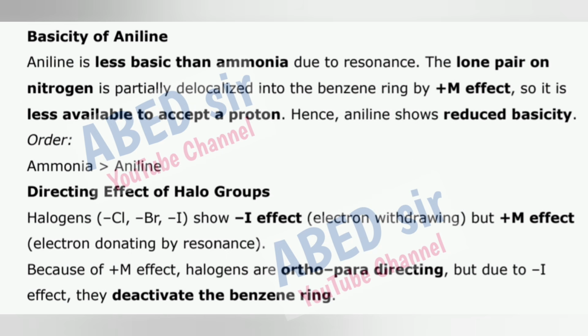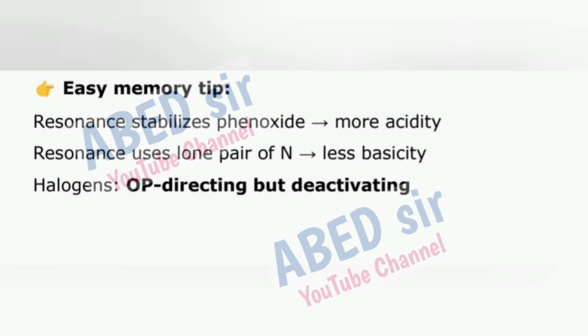Directing effect of halo groups. Halogens Cl, Br, I show -I effect, electron withdrawing. But +M effect, electron donating by resonance. Because of +M effect, halogens are ortho-para-directing, but due to -I effect, they deactivate the benzene ring. Easy memory tip: resonance stabilizes phenoxide, more acidity. Resonance uses lone pair of N, less basicity. Halogens, OP directing but deactivating.